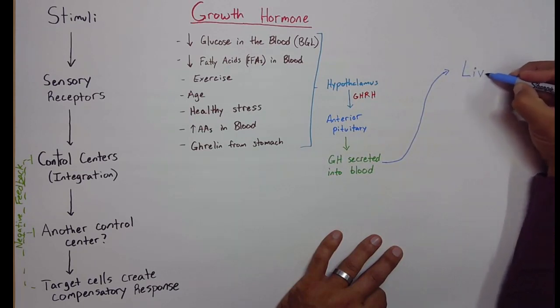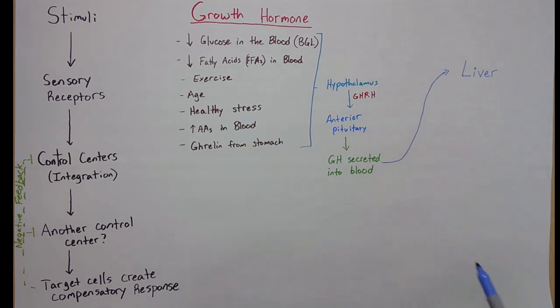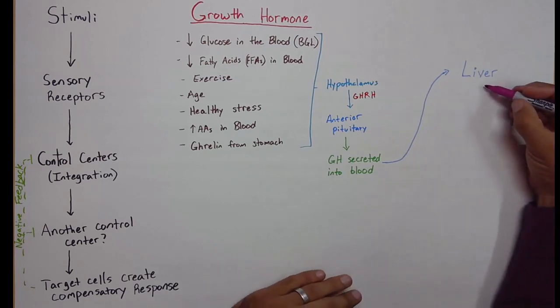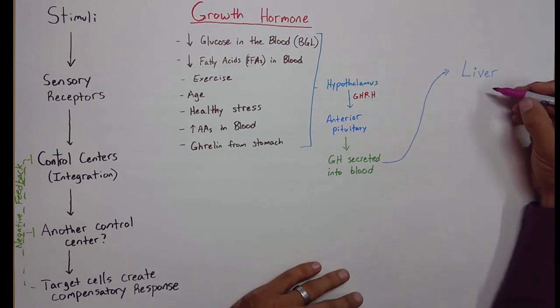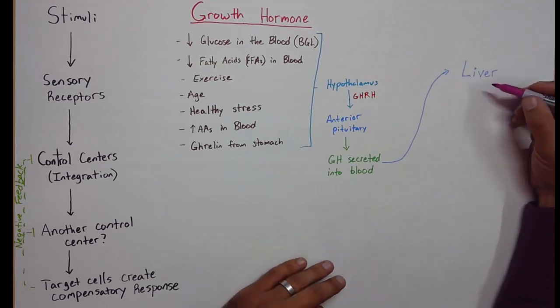The liver, I always call the bridesmaid. It's always the bridesmaid, never the bride, because the liver plays such a huge role in so many things and just doesn't get a lot of credit for it. So in this particular case, the liver is going to be activated by growth hormone. There's growth hormone receptors in there. And what is the liver going to do in response? Well, the first thing the liver is going to do that we need to know about is that the liver is going to release another, in essence, a hormone in response.